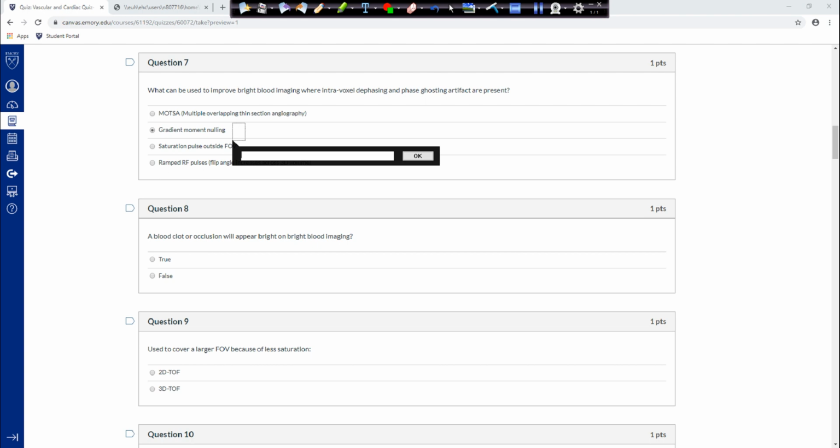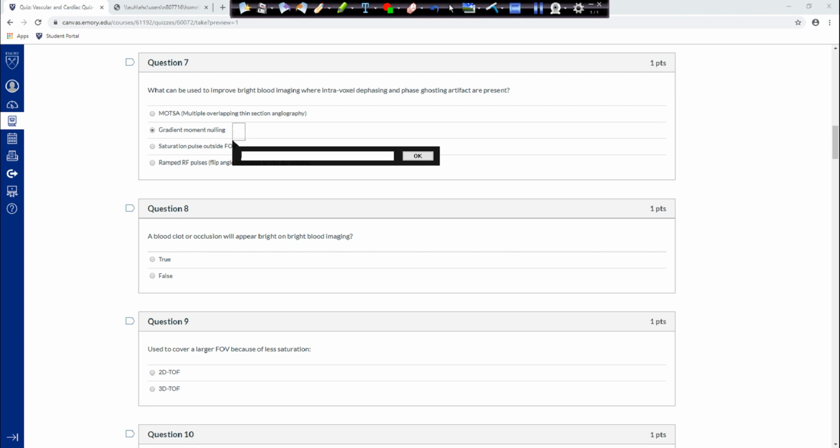We're putting our flow back into the vessel. So remember that flow sometimes can streak across our image. Remember seeing that picture of the abdomen where the abdominal aorta streaked across the image? With gradient moment nulling, it repositions it right back into the aorta. So it's higher in signal and we don't get that phase ghosting artifact.